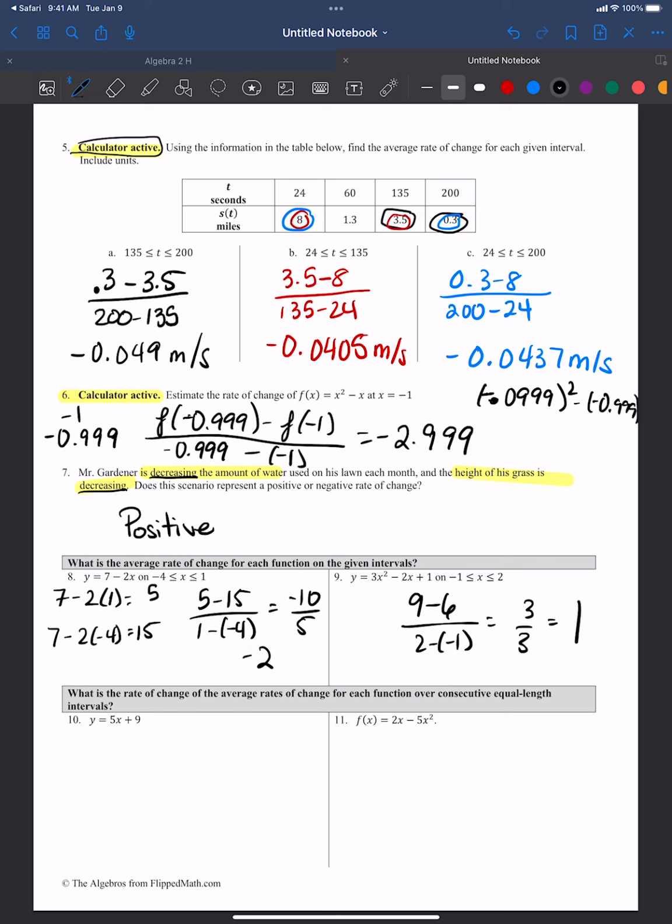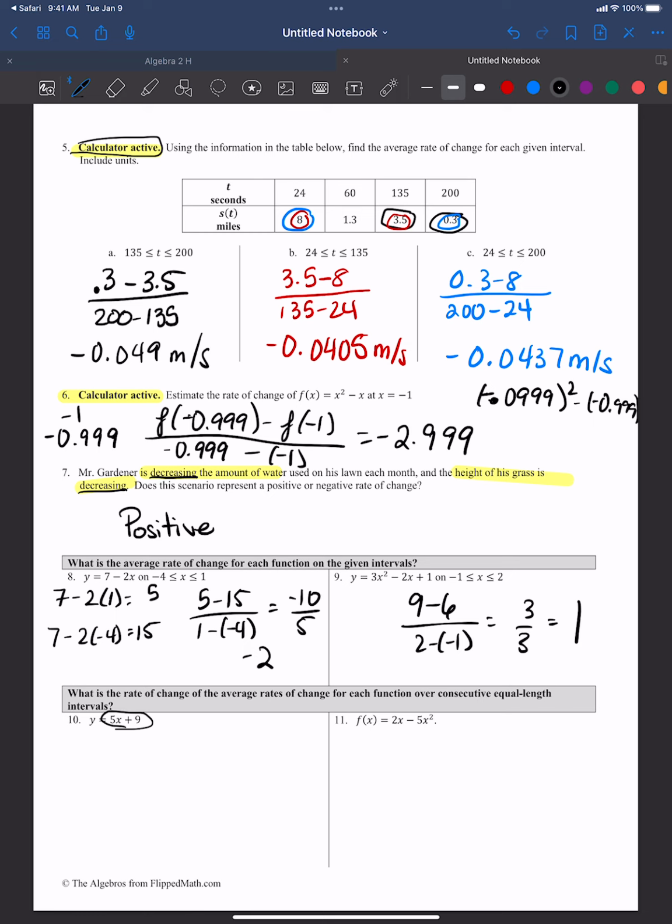Now, what is the rate of change of the average rate of change for each function over consecutive equal length intervals? Remember that in this situation, you have to calculate the successive differences that we talked about. Now, at 5x plus 9, there is not going to be a change, right? Your linear function has a constant slope. So there's no way to say an average rate of change or a rate of change of the average rates of change because there is no change.